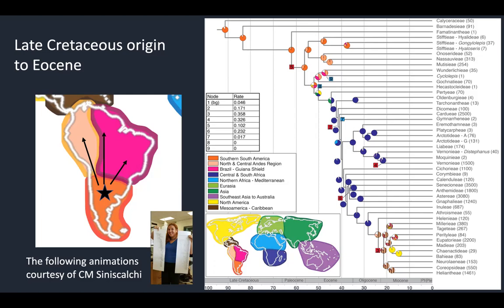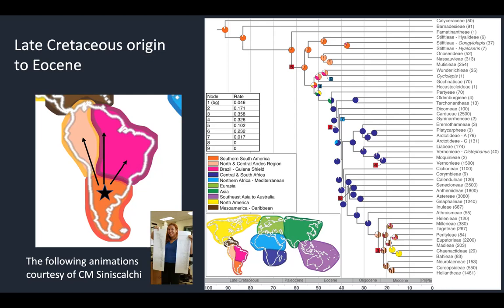I just wanted to point out the following animations are courtesy of, I stole them from Carol. So that's her down there in the bottom again, showing one of our trees that we printed off on several pieces of paper. And I'll walk you through the story as it is for Asteraceae. So there's an origin in the late Cretaceous, maybe around 70 to 80 million years ago. And the origin is probably southern South America.